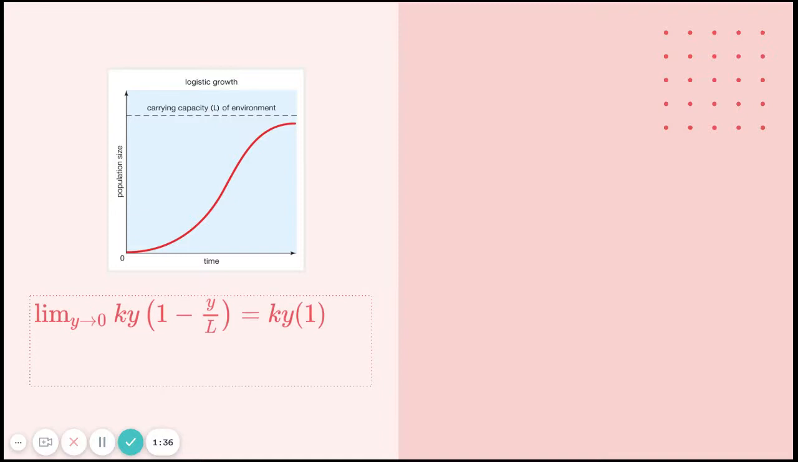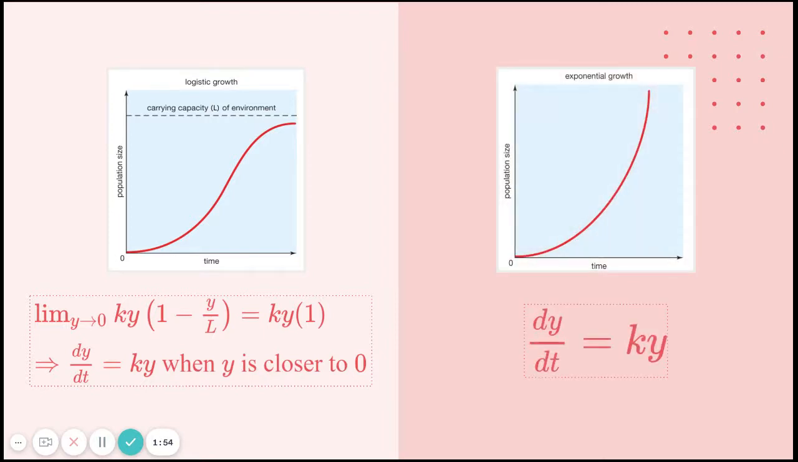If we take the limit of ky times 1 minus y over L as y approaches 0, y over L would be really close to 0, leaving the limit to just be k times y times 1. We also know that dy/dt of an exponential equation is k times y. So this means that in the beginning, when y is close to 0, the logistic equation would behave similar to an exponential and increase at the same rate.